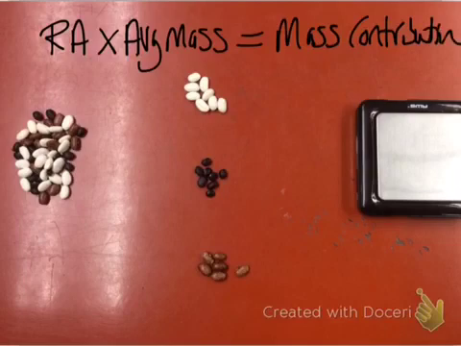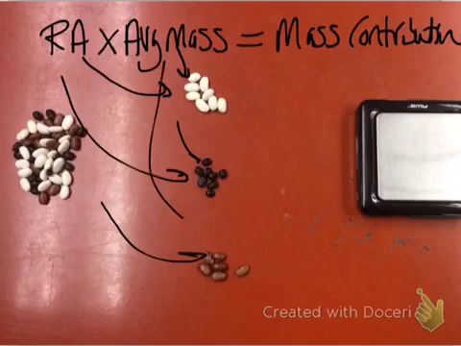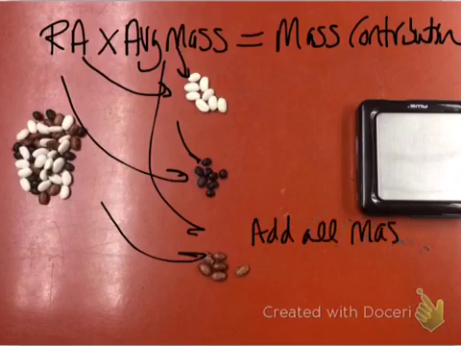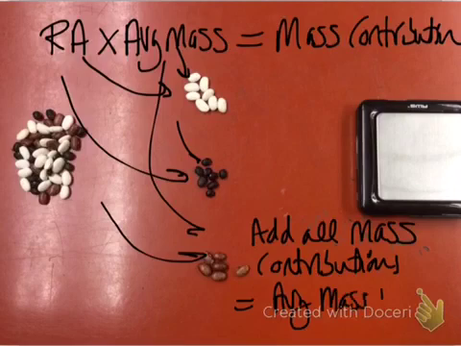All right, so you need to do this for the white. You need to do it for the black. You need to do it for the red. And you'll have 3 mass contributions. So add all mass contributions. And when you do, you're going to get your average mass of beanium.